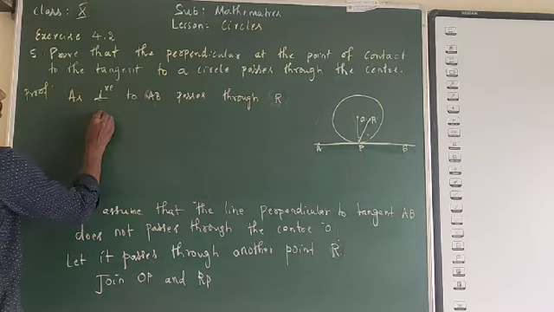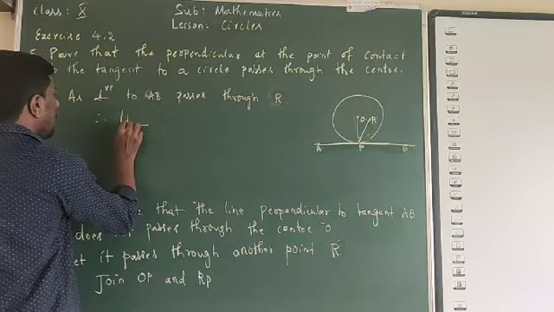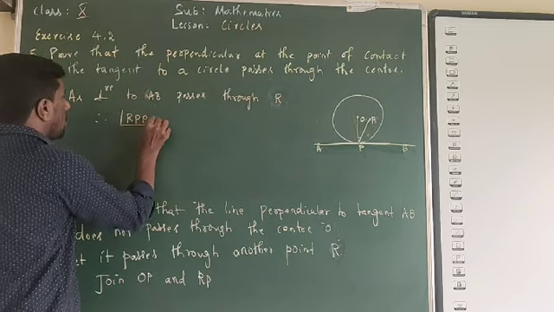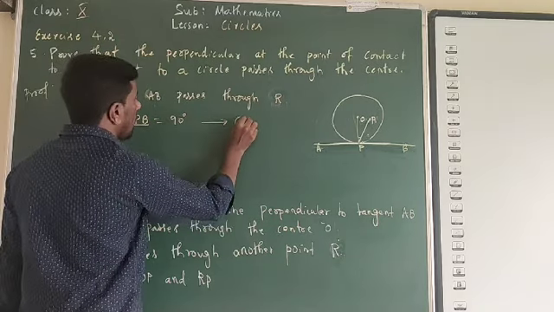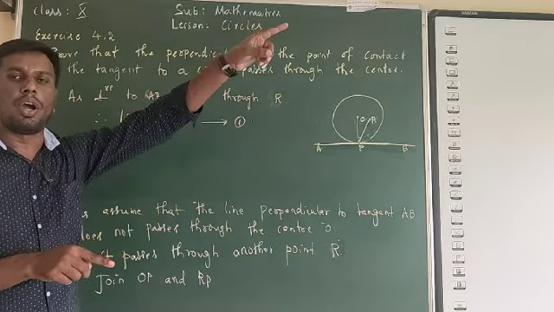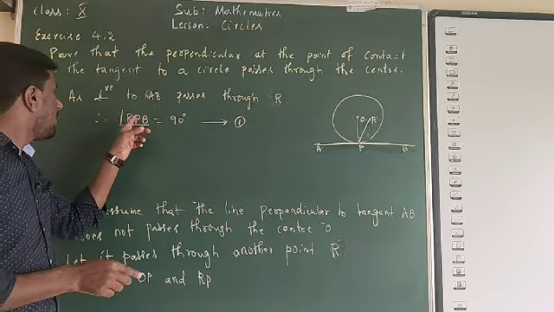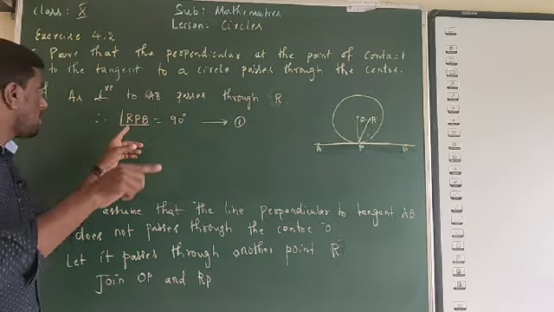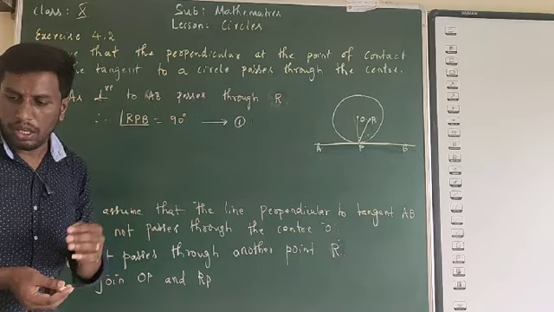So therefore angle RPB must be 90 degrees. We have defined that: the perpendicular to AB passes through the point R. Since it is a perpendicular, the angle between that perpendicular and the tangent must be 90 degrees. So that we have written.